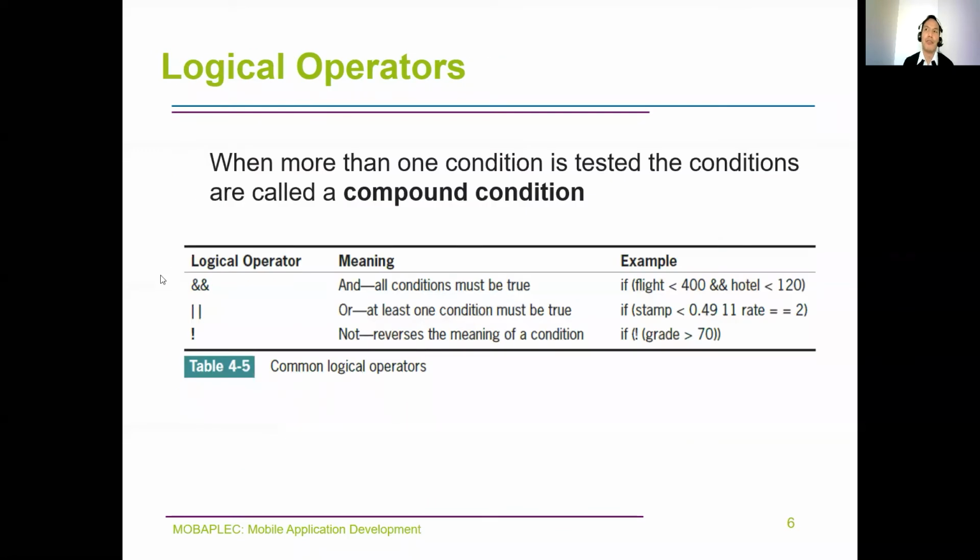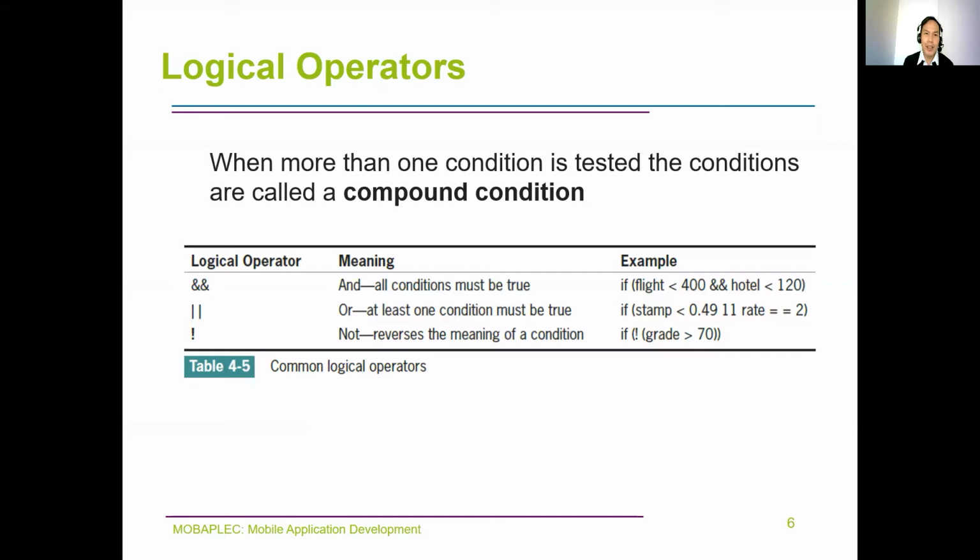Compound conditions. A compound condition actually tests more than 2 conditions, meaning the condition is not only between 2 variables, but more than 2 variables. But still, on that note, you need a logical operator to come up with a given compound condition.